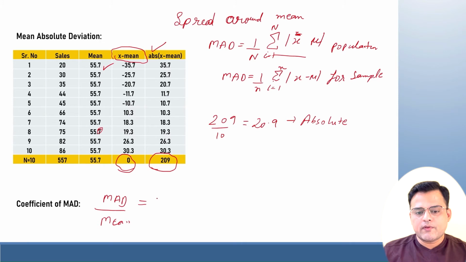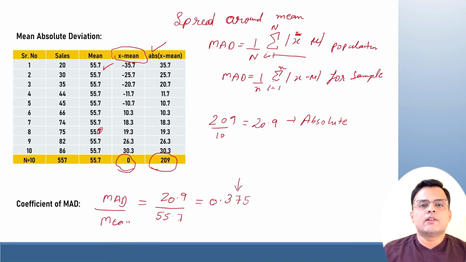So my coefficient of mean absolute deviation will be 20.9 divided by 55.7, which is 0.375. So the higher this value, the higher the variation of the data from the mean, because otherwise this value will become lower.